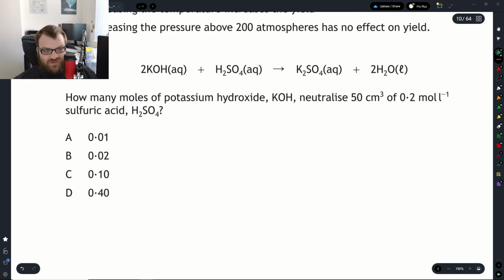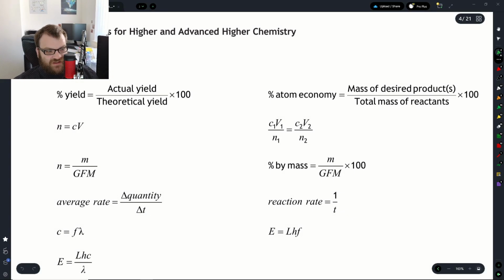Next one, we've got a little calculation to do with number of moles and concentration. Our data booklet tells us that n equals c times V.